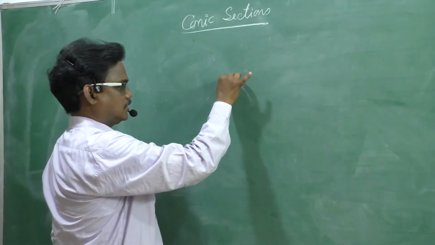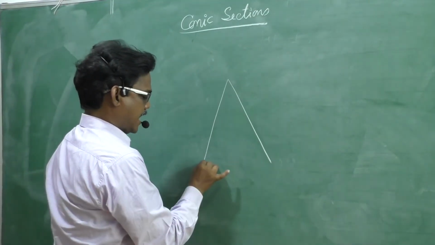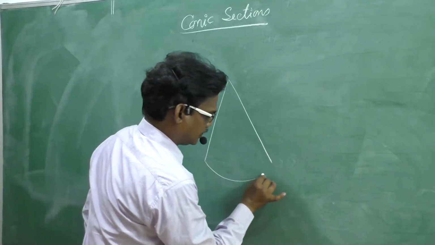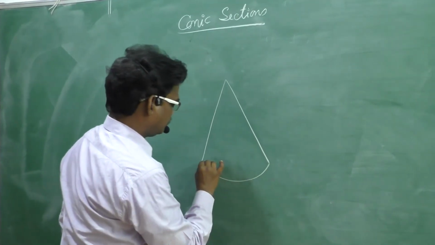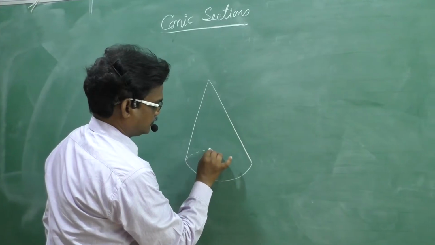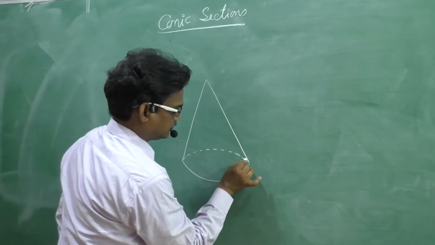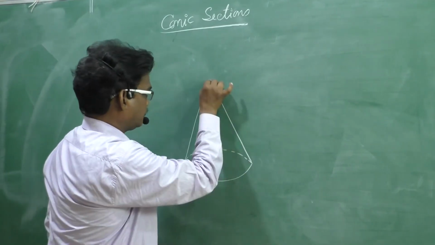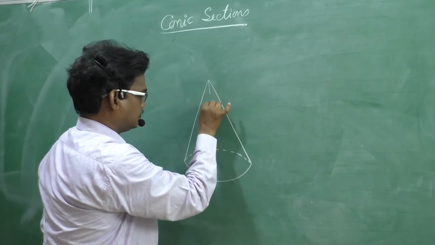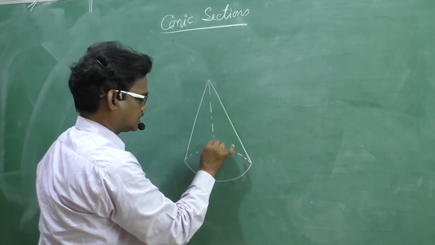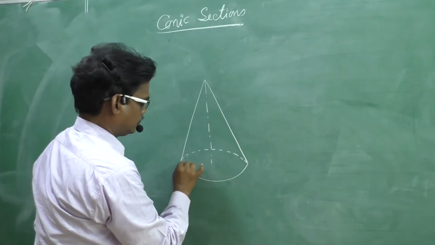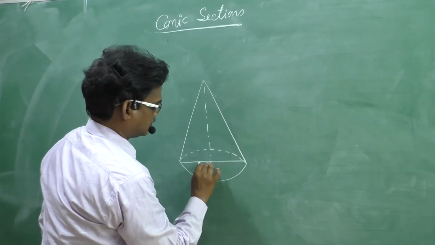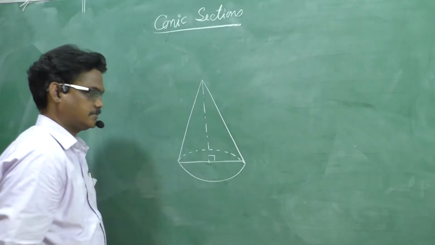A right circular cone means the axis of the cone is perpendicular to base. When the axis of the cone is perpendicular to its base, then we can call that the right circular cone. That means this is 90 degrees.